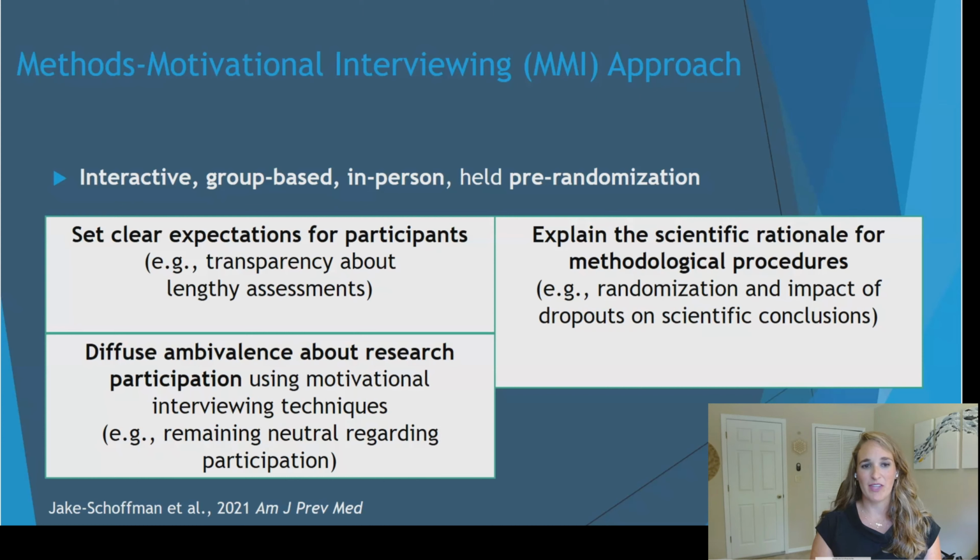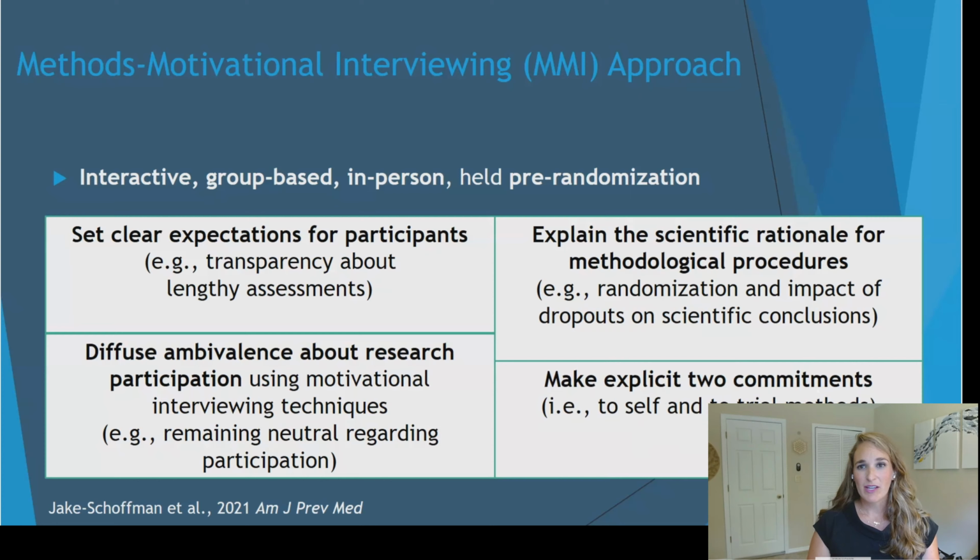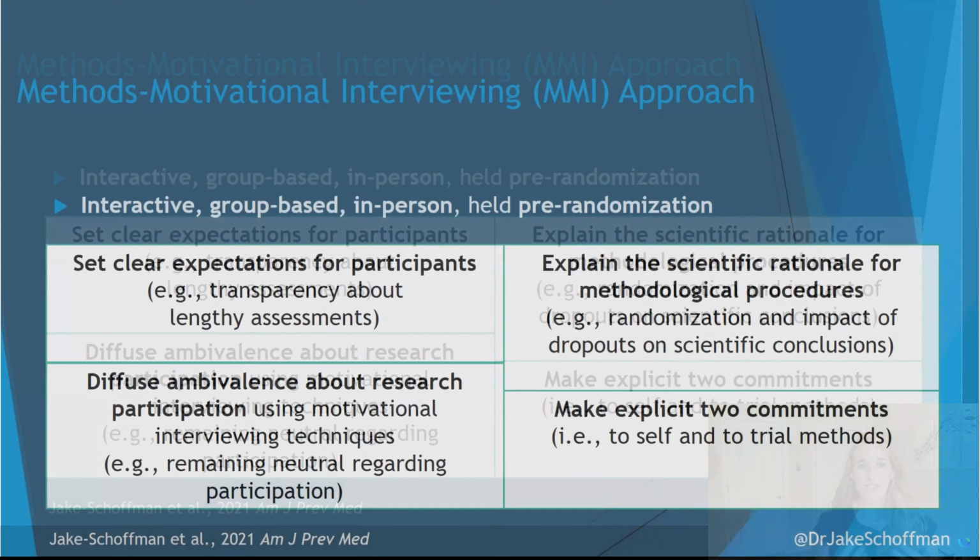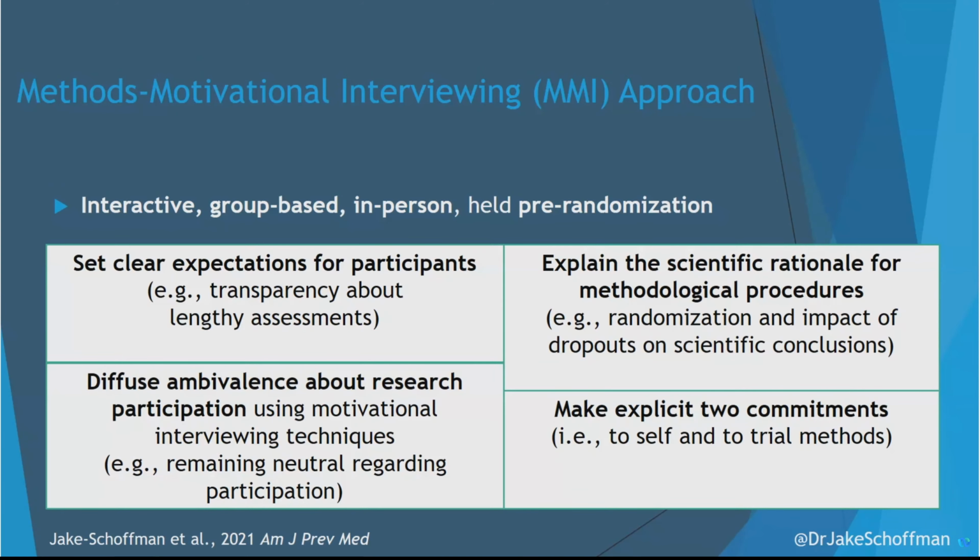And another important part there is that the person delivering the orientation session tries to stay neutral about participation. So this is kind of the opposite of a hard sell. We're not trying to convince everyone at that orientation session that they should participate for sure. We're trying to help people explore if this is a good opportunity for them at that point.